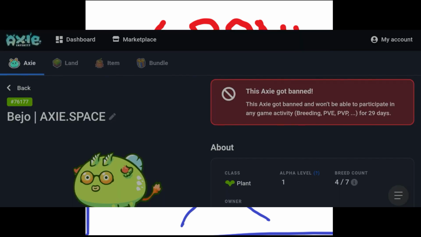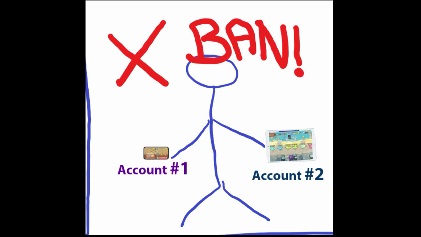Lots of people have been banned for playing multiple accounts on multiple devices before. And they always ask, how did the devs know? Well, the devs don't have to tell you anything. Because if they do, people will take measures to avoid being caught in the future.